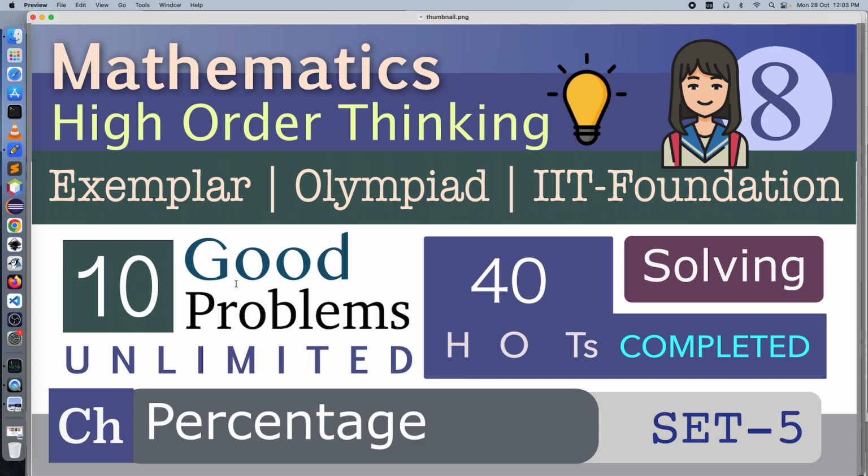This is set 5 of 10 good problems on the chapter of percentage. If you have not watched the previous 4 sets of 10 good problems on the same chapter, I highly suggest and recommend that you please watch them to have a good practice of good problems on the chapter of percentage.